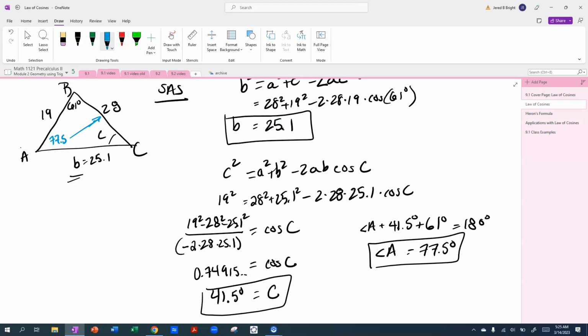All right, so there's an introduction to law of cosines. We'll talk about Heron's formula and get some more practice with law of cosines coming up.